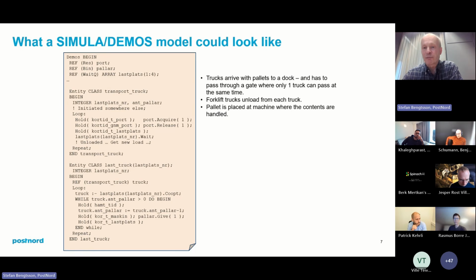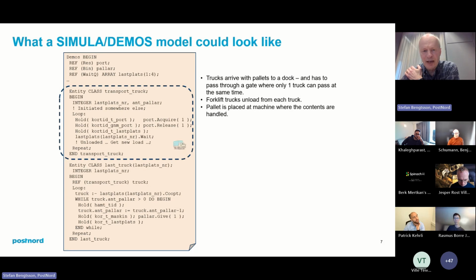We have forklift trucks that unload from each truck, and the pallets are transported through the forklift trucks to some kind of a machine where the contents are handled. In Simula, this would have been modeled something like this. We would have created one object that we perhaps called transport truck. And then inside a transport truck, we would have described what logic the transport truck uses. How does the transport truck think?